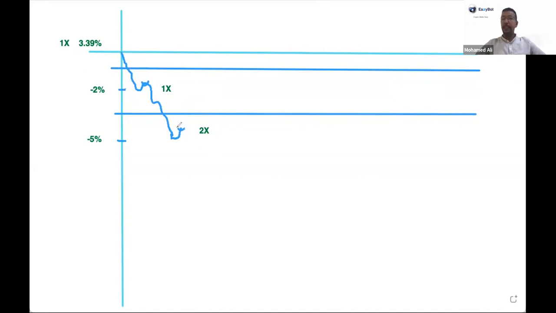The worst case scenario is that you take this order and it goes down, and that's always possible. Let's say the market just hit this one and goes down. There is another stopping point here at minus 8%.